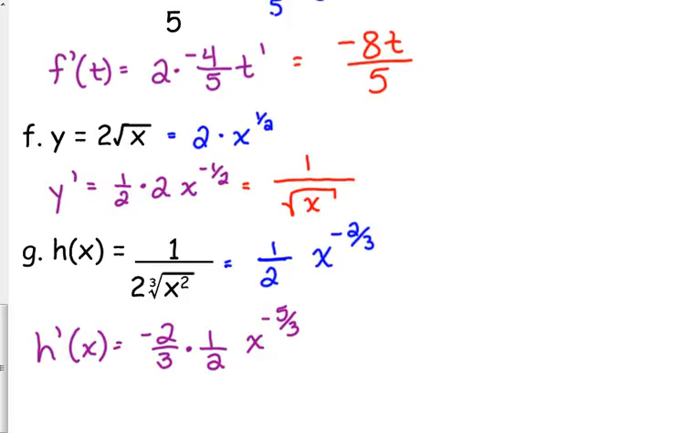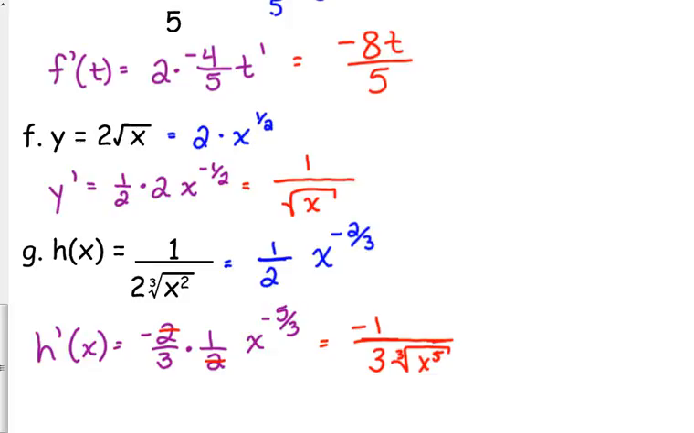We need to clean this up. Negative 2/3 times 1/2 is negative 1/3 because those 2's cancel. One's in the numerator, one's in the denominator. And that's a negative power, so I'm going to put it in the denominator. And power over root gives me the cube root of x to the 5th.